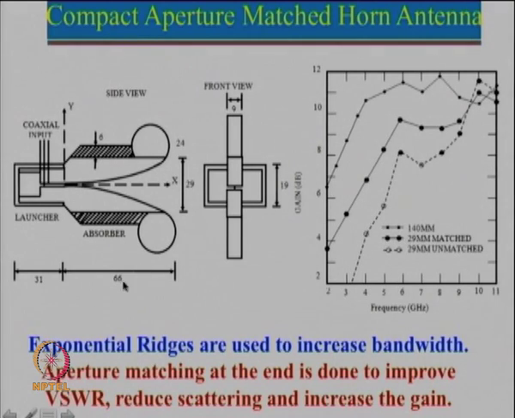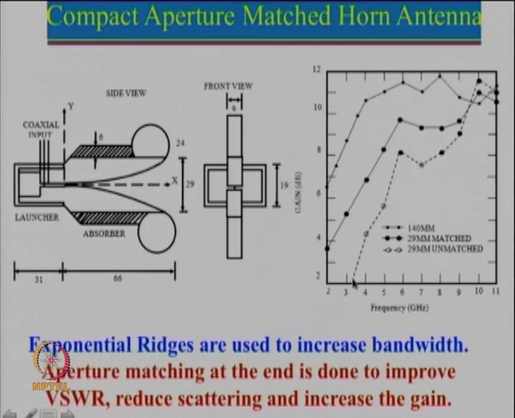So one of the beauties of this particular configuration is that the reflection coefficient is very, very good. In fact, most of the time for this kind of configuration, one can easily get VSWR less than 1.1 over a very large bandwidth. The other thing is, because of this matching, there is no edge diffraction, and because of that the gain is also relatively better. All these edge diffractions do not cause too much of a phase error problem.